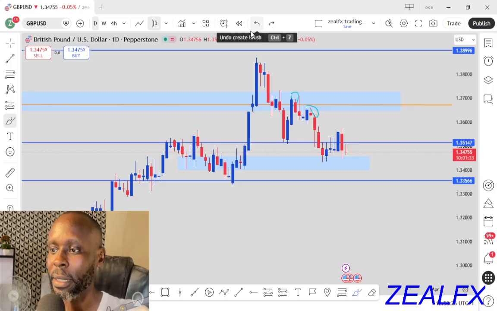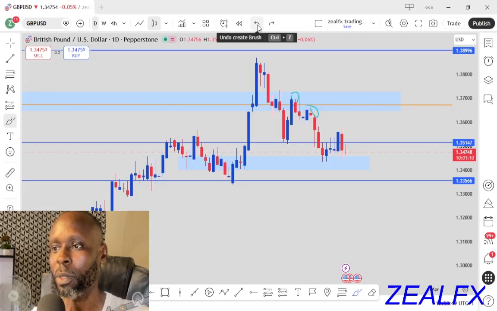So you can see that sellers are taking more positions on the GBP/USD as price has broken that particular key level. This is an indication of more bearish trend coming up for the GBP/USD to the downside. So let's look at the 4-hour chart of the GBP/USD.